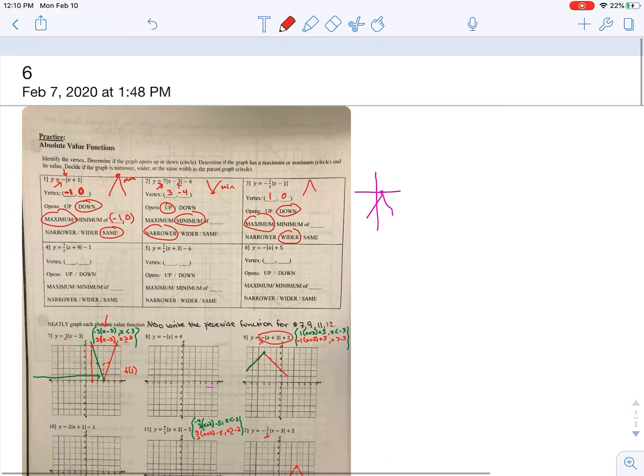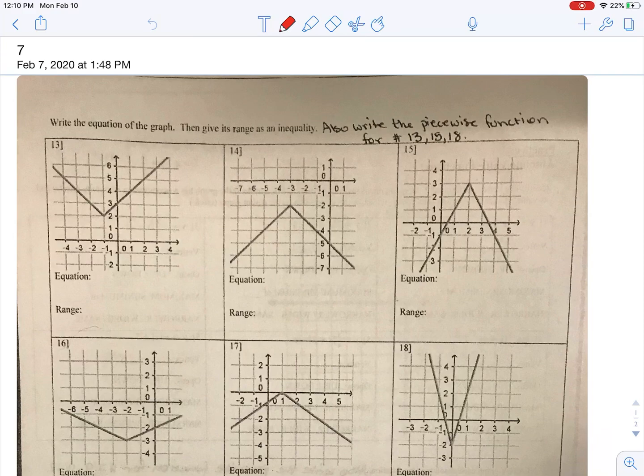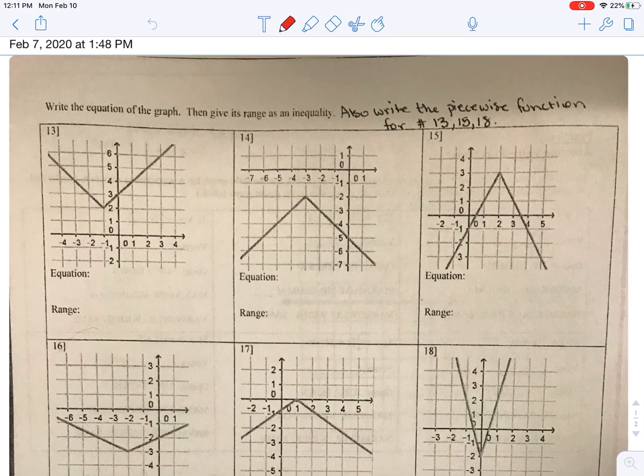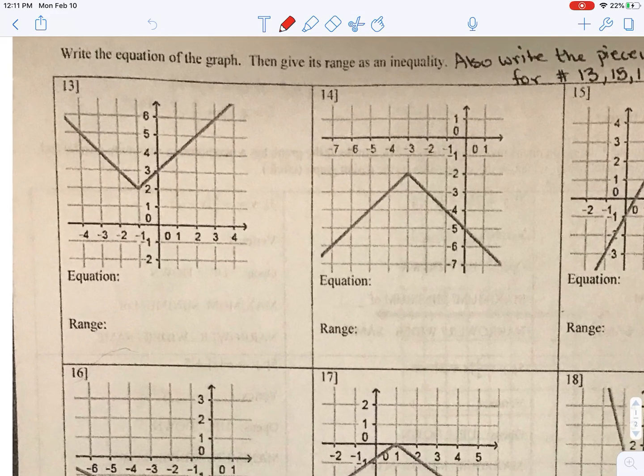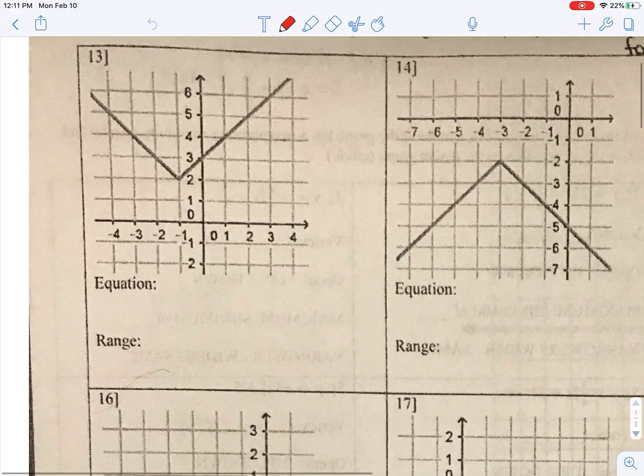All right, I think I got a little bit of time left to maybe start the next one, was my hope. So this is going to be real simple, similar to what we were doing. I think I can make this all one video. So on this one, it says write the equation of the graph and give its range as an inequality. Okay, so the equation of this graph, I would do f of x is equal to the absolute value of x plus 1, plus 2. Left 1, up 2.